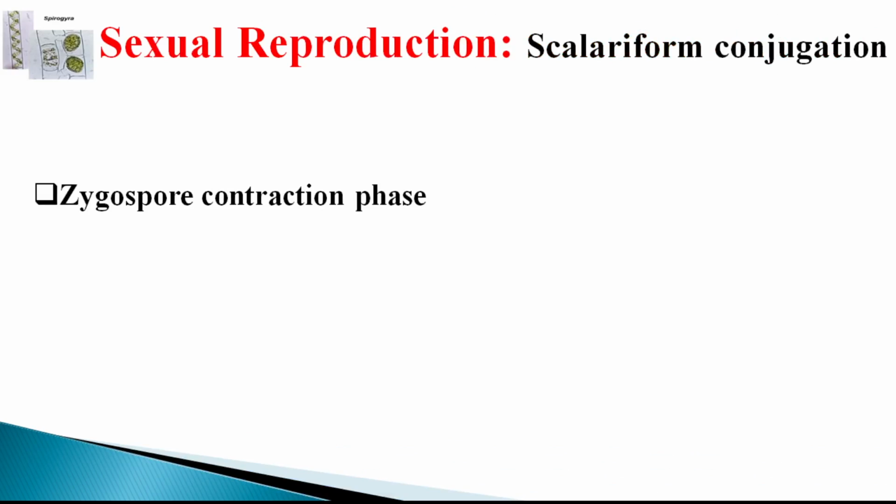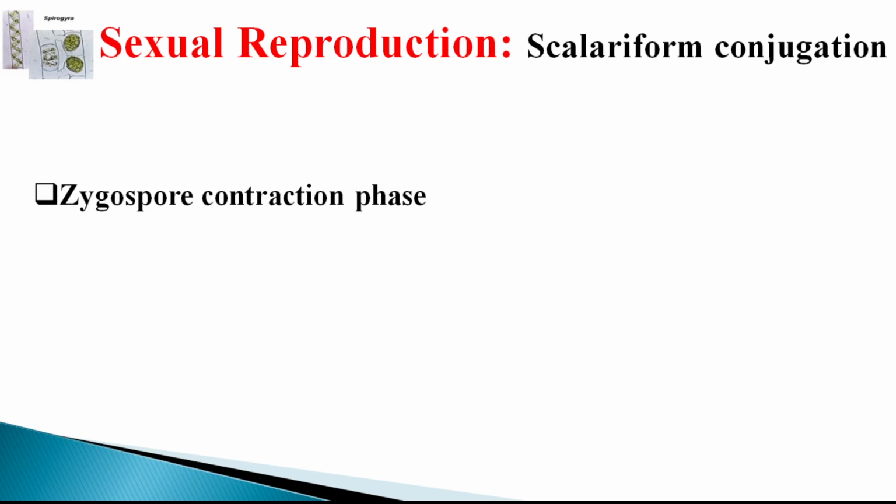Have a look now at the next step of sexual reproduction, especially in scalariform conjugation. Generally it is referred to as the zygospore contraction phase. This is the third and last stage of scalariform conjugation. You know that the united protoplasmic masses of the two filaments or two gametes are now producing a zygote-like structure, which is now referred to as a zygospore.